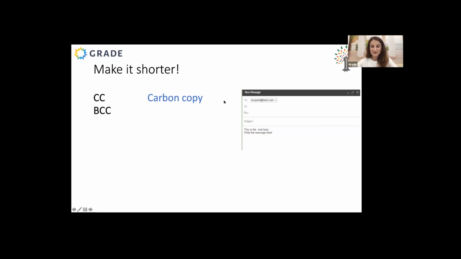BCC, right, this is blind carbon copy. What is the difference between a CC and a BCC in an email? Yeah, CC, when you send it to everyone, everyone sees the emails. BCC, when you put the email in it, no one sees it except for you when you send it.